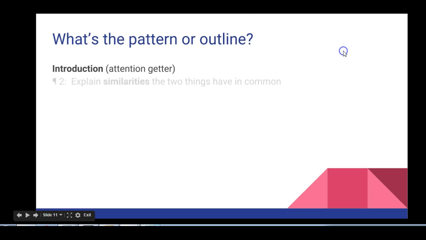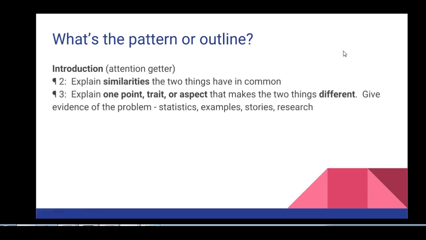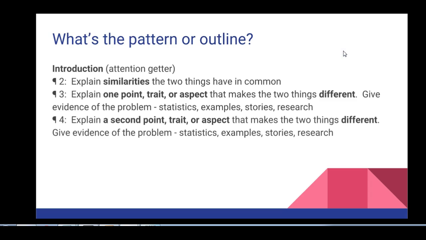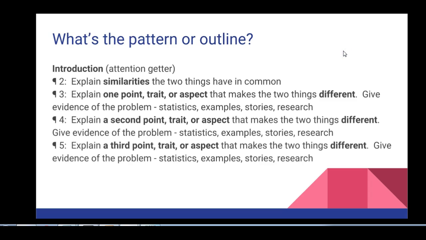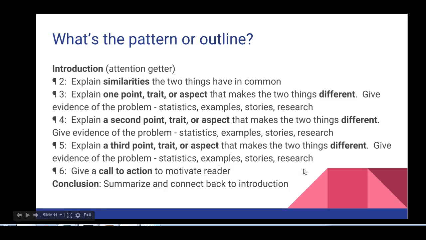You'd have an introduction, you'd have the similarities, then you'd look at one point or aspect that makes them different, look at another trait that makes them different, a third point, and these are flexible. You could only do 2 points or you could do 4 points. And then a call to action to motivate the reader if what you're trying to do is establish similarity, or perhaps a call to action if you're trying to get them to go for the thing that's different, and then a conclusion that goes back to your introduction. And that would be the basic pattern for comparison contrast.